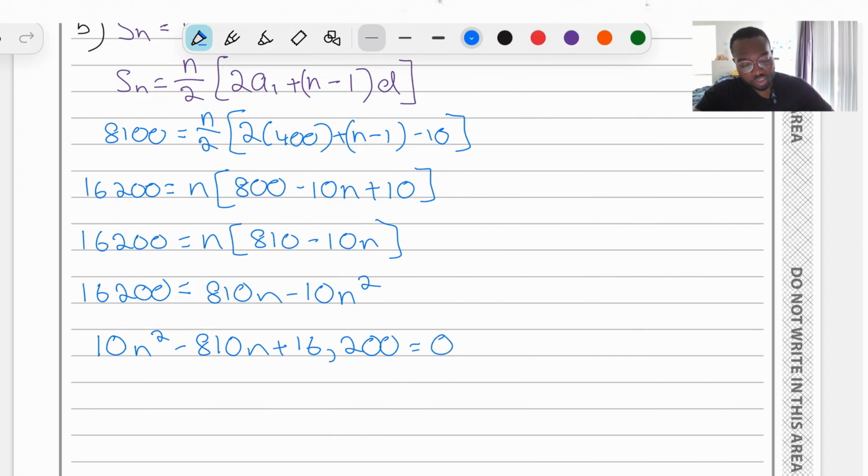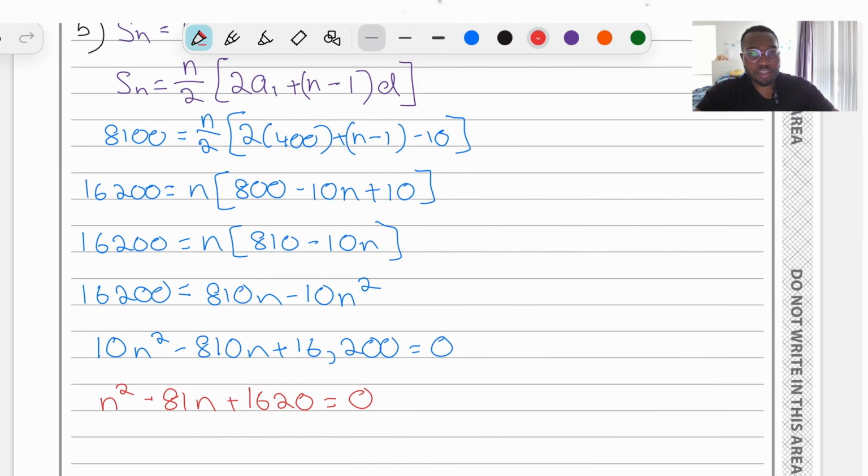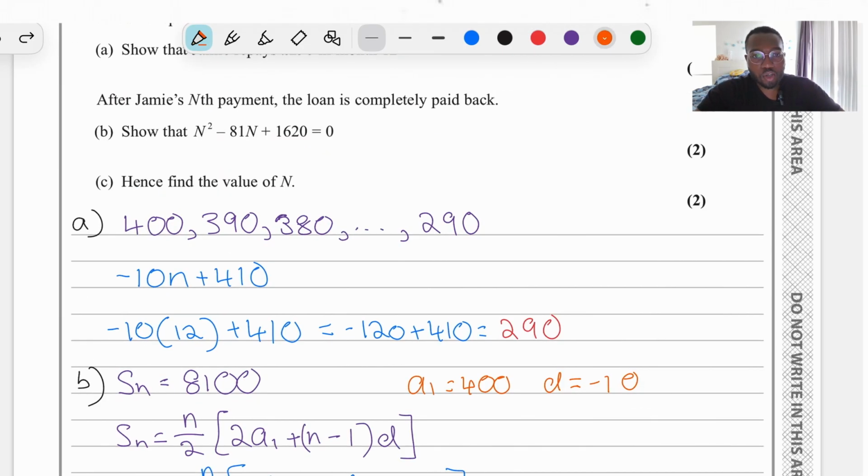And then we can just divide everything by 10. If we divide everything by 10, we get n squared minus 81n plus 1,620, and that is equal to 0. Obviously, I should have maybe capitalized the n, but it doesn't really make much of a difference. Okay, so for part C, we just need to work out the value of n.